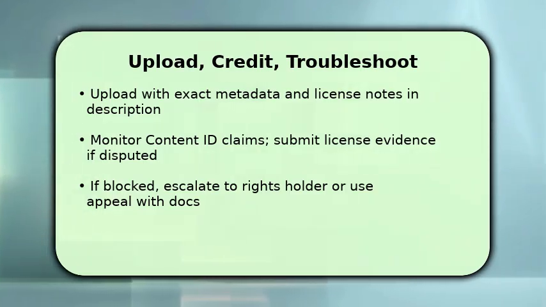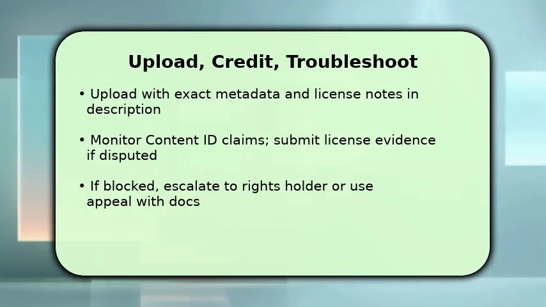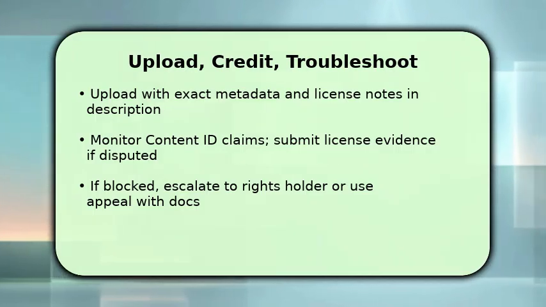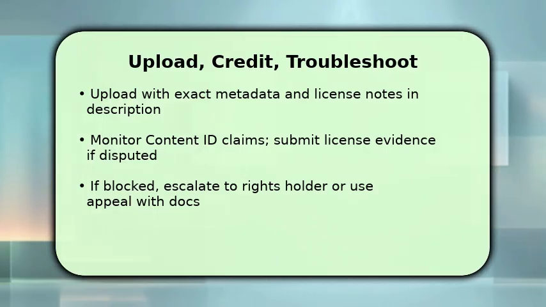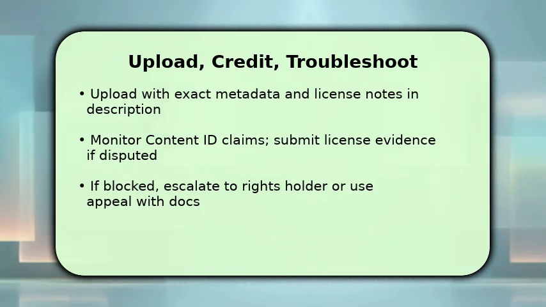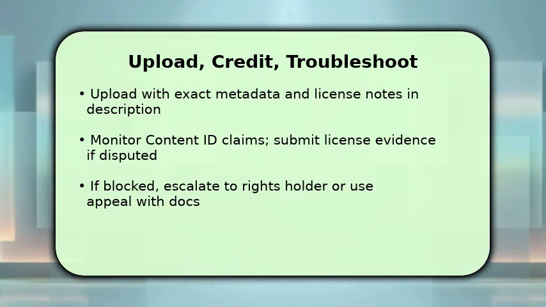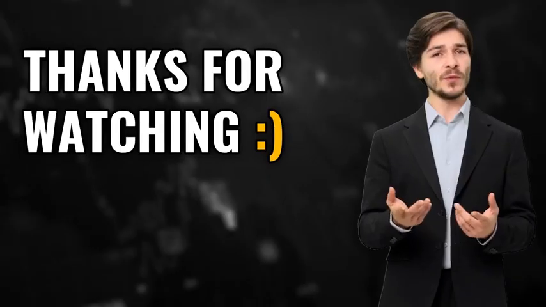If a claim appears, respond immediately by submitting your license documents or dispute per YouTube instructions. Once done, follow up with the licensor to confirm no manual takedown will occur. If the video is blocked, escalate to the rights holder with contract evidence and use YouTube's appeals only as a supported step.